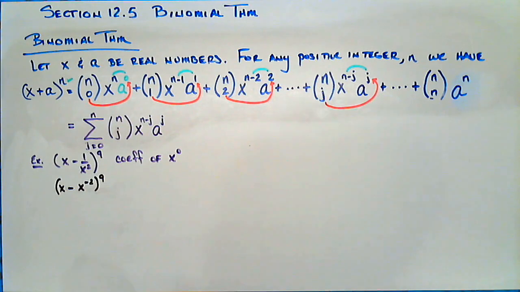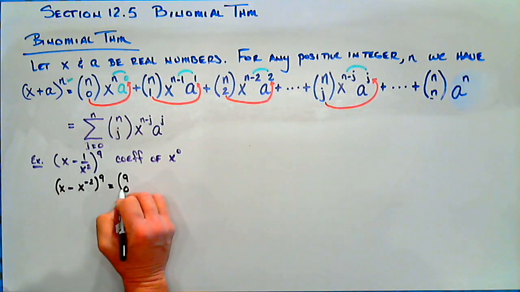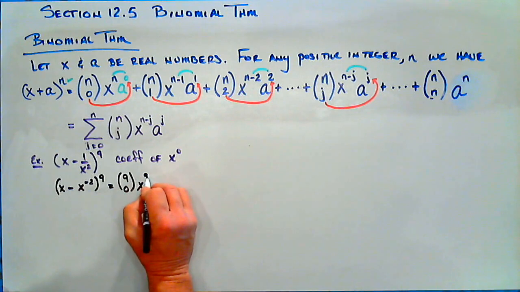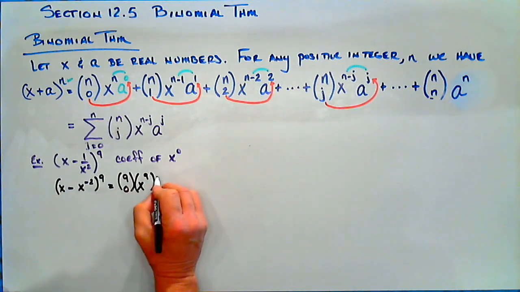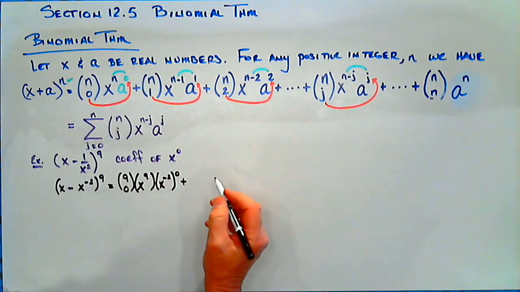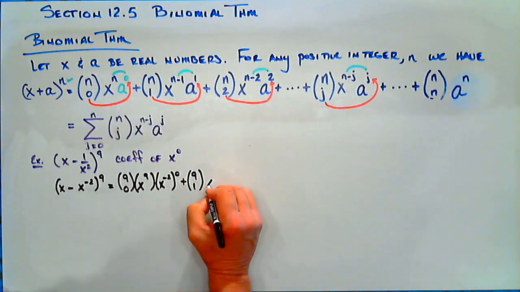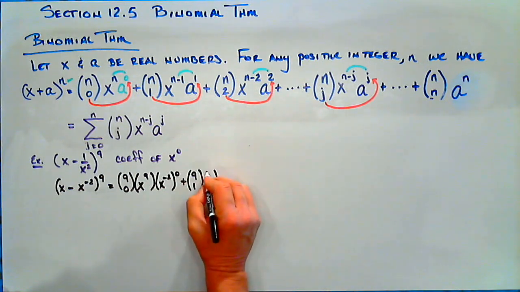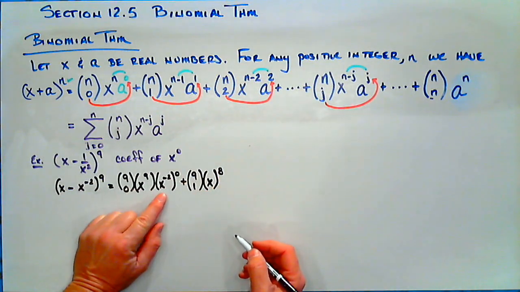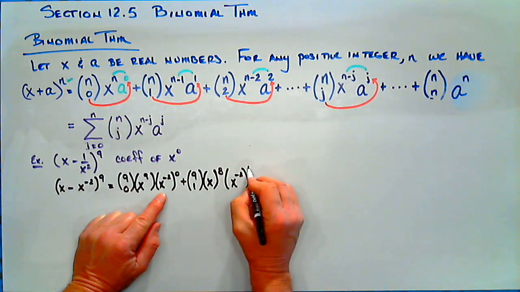So if we were to expand this, our first term is going to be 9 choose 0, this to the 9th, x to the negative 2 to the 0. What's my next term going to be? 9 choose 1, x, that's going to have an 8 on it now, isn't it? It's going to go down by 1. But what's going to happen to x to the negative 2? Well, this is going to be x to the negative 2 to the first.